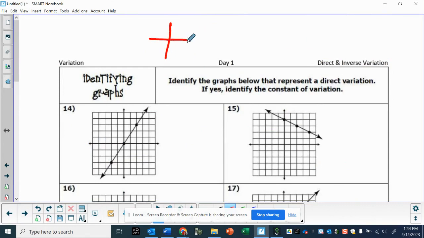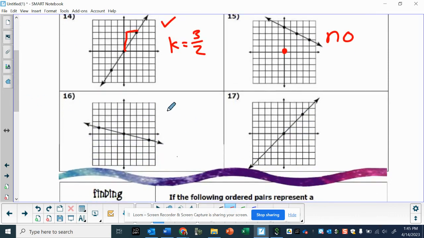Remember, in graphs, the graph of a direct variation equation is a straight line, and this line has to go through the origin. This is a direct variation equation. K is equal to up 3/2. This is not a direct variation equation. It does not go through the origin.